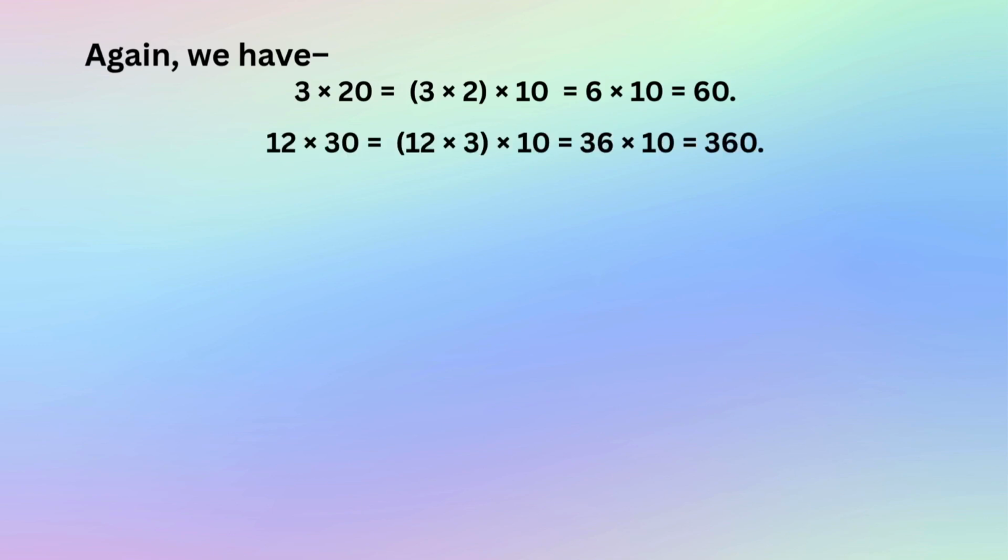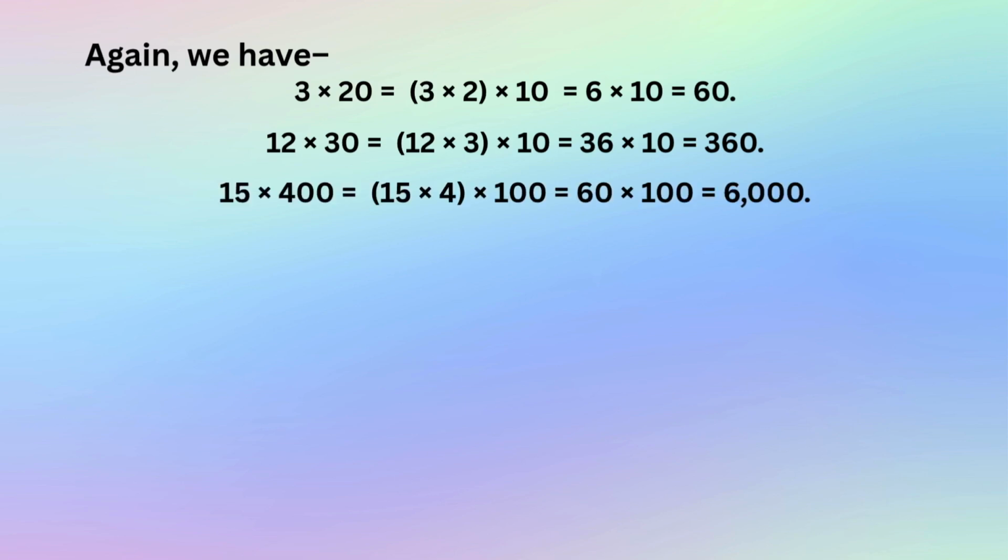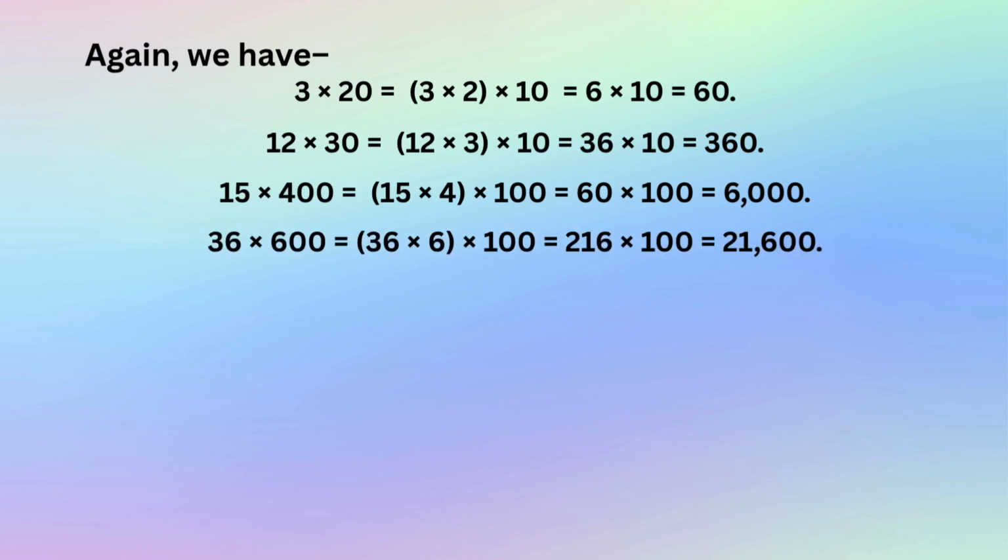Again, we have 3 times 20 equals 3 times 2 times 10 equals 6 times 10 equals 60. 12 times 30 equals 12 times 3 times 10 equals 36 times 10 equals 360. 15 times 400 equals 15 times 4 times 100 equals 60 times 100 equals 6,000. 36 times 600 equals 36 times 6 times 100 equals 216 times 100 equals 21,600.